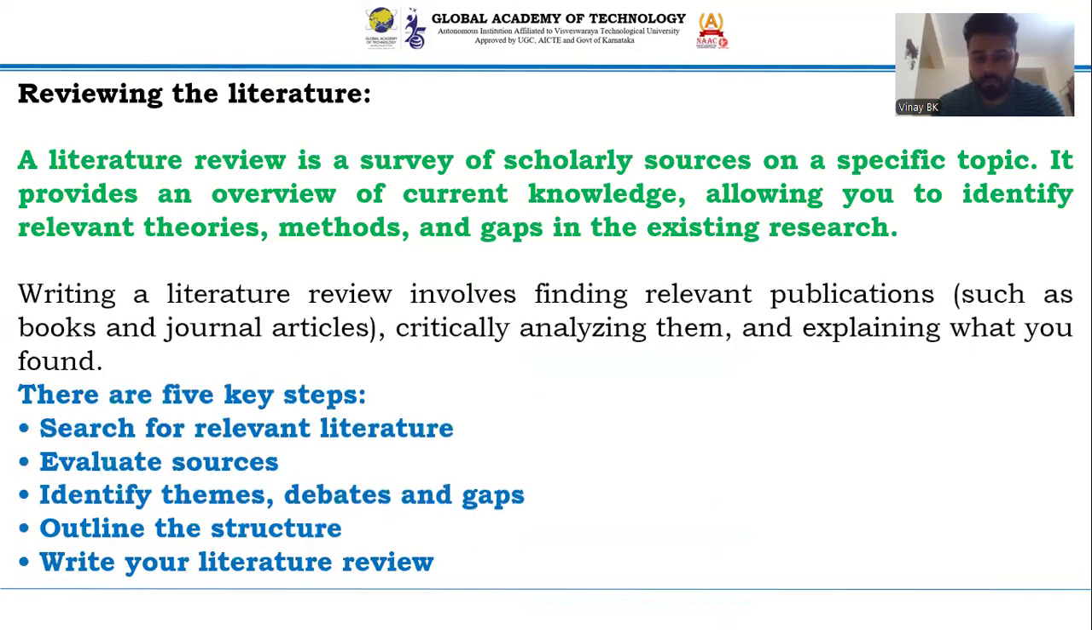So, writing the literature review involves finding relevant publications, such as books and journal articles, critically analyzing them and explaining what you found. There are five key steps. The first one is search for relevant literature, then evaluate, then identify themes, debates and gaps, outline the research structure, then write your literature review.